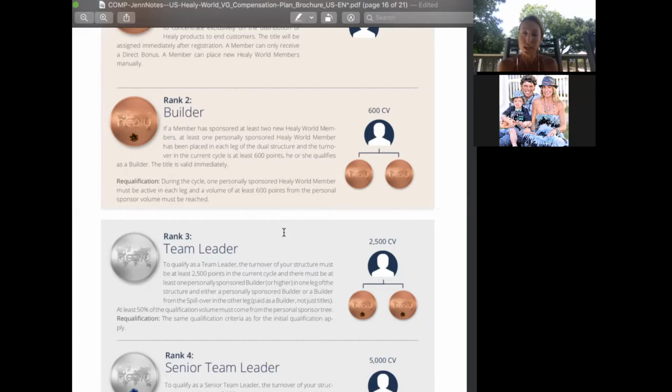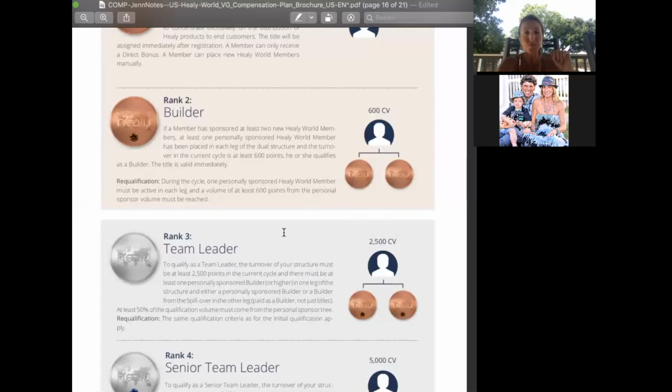It's important to understand this rank because you can be qualified for your compensation type 1, direct bonus, as long as you're active. You have 50 PV. But to receive compensation type 2, dual bonus, you have to be a builder. And this builder means you have at least 1 personally sponsored active member on each leg and a total of 600 in your personal enrollment tree.